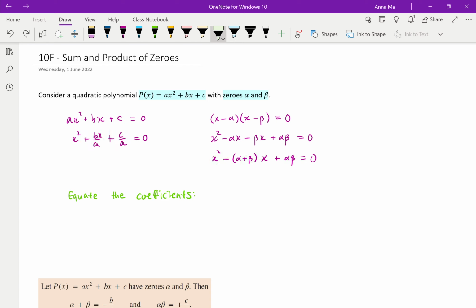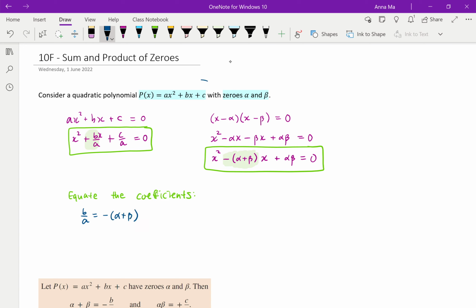And that's because if they are in the same format, I can now equate the coefficients. So have a look at this form and have a look at this form. We are now going to match the coefficients. First of all, I don't need to look at the coefficient of x squared because they're both 1. But if you look at the coefficient of x in this expression and this expression, I can pretty much conclude that b over a should be the same number as negative alpha plus beta, because we actually started off with the same polynomial, just written in 2 different forms.